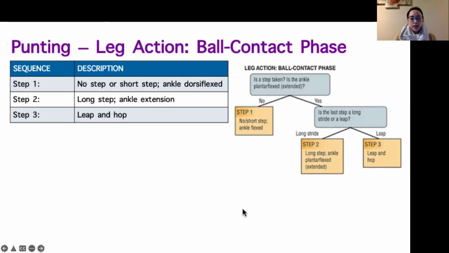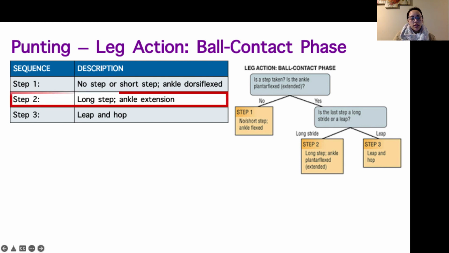The last thing we look at in a punt is the leg action. So this is specifically at the ball contact phase, and also slightly before the contact. I think it's easier to associate it with contact though. So a person may take no step or might have a short step, at which we would say they're at step 1 in the developmental sequence. And usually they display more ankle dorsiflexion than plantar flexion.